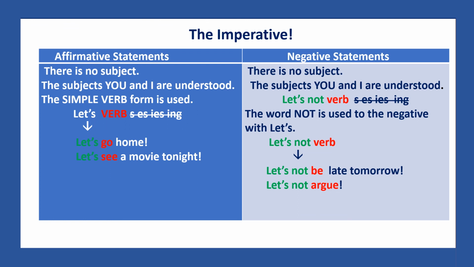And the negative of let's is let's not. We don't have the helping verb don't, but we use not. And once again, no subject. So we say, let's not be late tomorrow. Let's not argue.